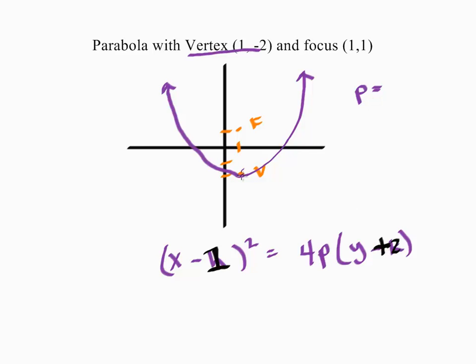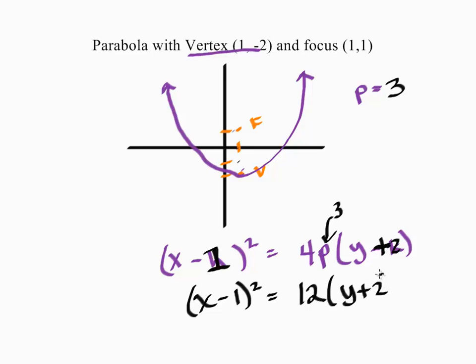Well, we could just count this. From the vertex going up, I have 1, 2, 3, so p is equal to 3. I just plug in 3 here, so my pretty nice equation is x minus 1 squared equals 4 times 3, which will give me 12, y plus 2. Once again, let's just go ahead and test the only point that we know is on the parabola, which is 1, negative 2. When I plug in 1 and negative 2, I have 0 times 12, 0, and 1 minus 1, 0 squared is 0, so 0 does equal 0, and it does check out.